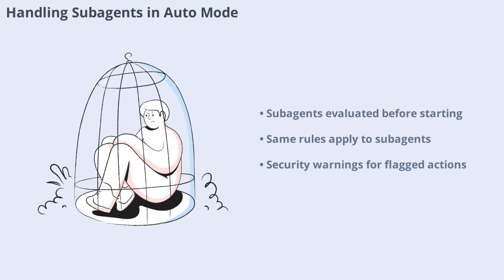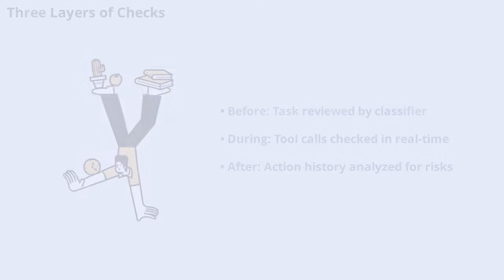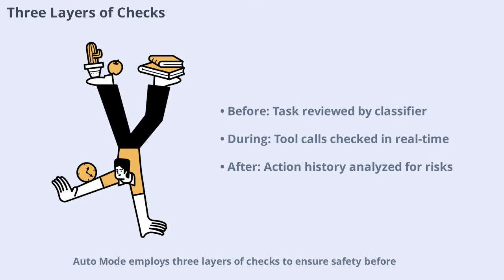For example, a task like delete all remote branches gets blocked at spawn time and never runs. Inside the subagent, the same block and allow rules from the parent session apply. After the subagent finishes, the classifier reviews its full action history. If any concerns are flagged, a security warning is prepended to the results so the main agent can decide how to proceed. Auto Mode employs 3 layers of checks to ensure safety: before, during, and after subagent execution.